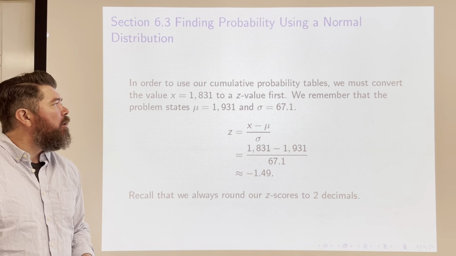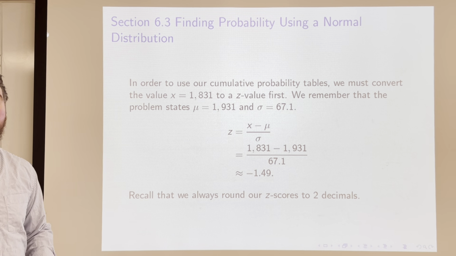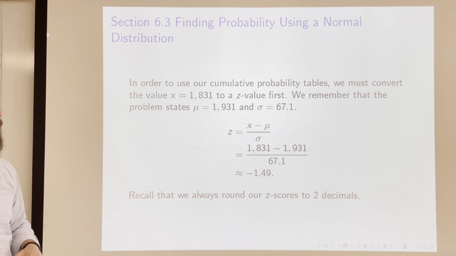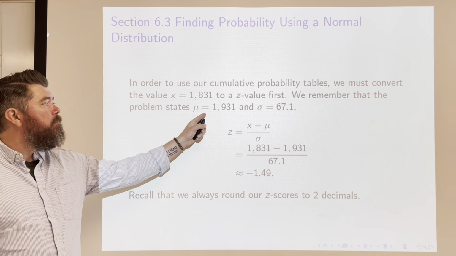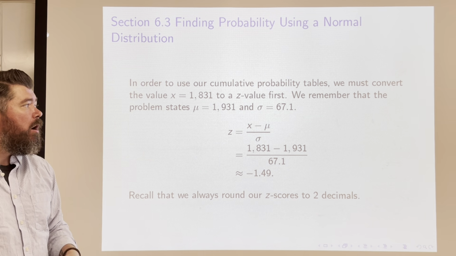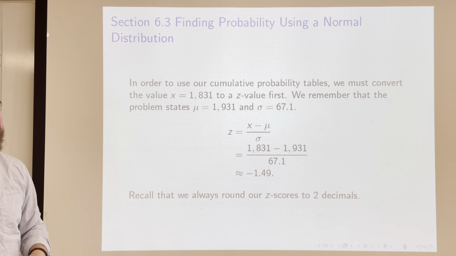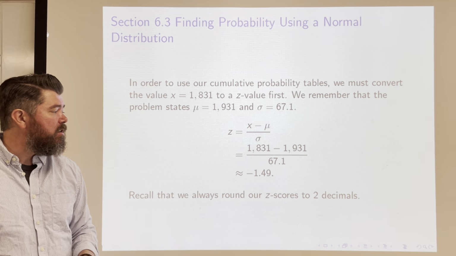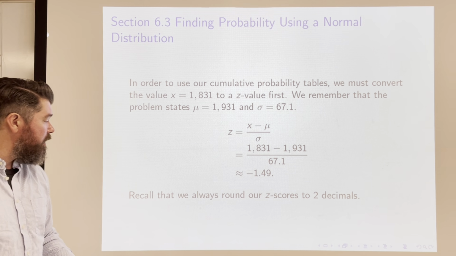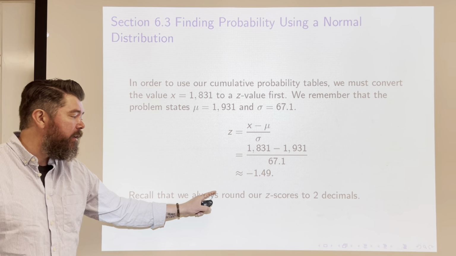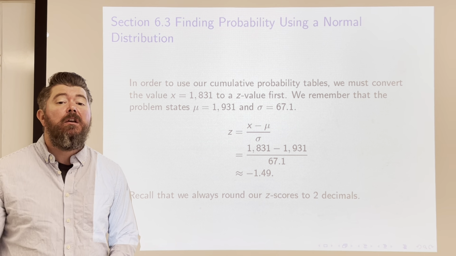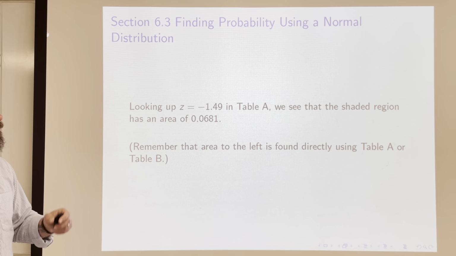In order to use our cumulative probability tables, we must convert the value x equals 1,831 to a z value first. We remember that the problem states mu is 1,931 and sigma is 67.1. Using our standard score, we get z is approximately negative 1.49. And remember that we always round our z values to 2 decimals, because our tables use 2 decimal places.